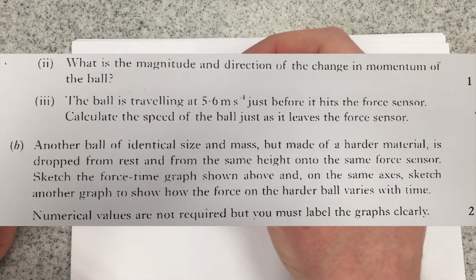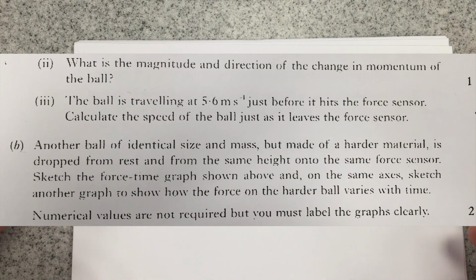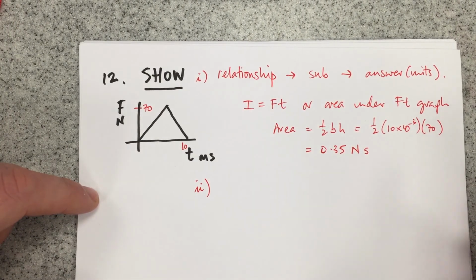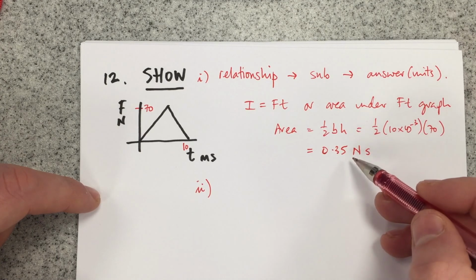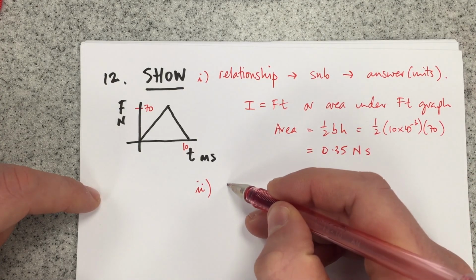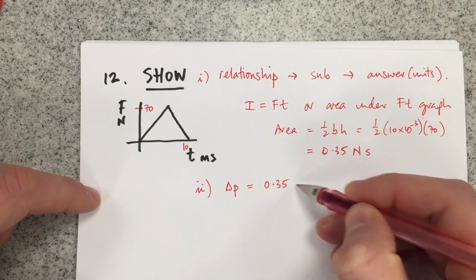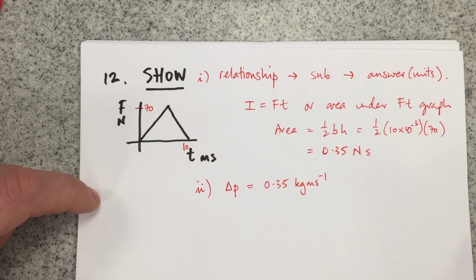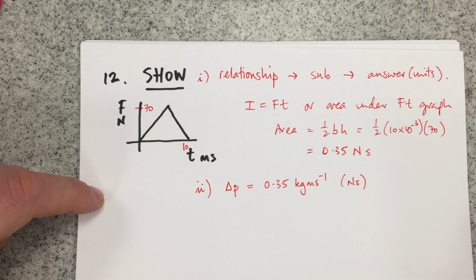Part two asked you what the magnitude and direction of the change in momentum of the ball is. This is tricky. The magnitude of the change in momentum of the ball is the same as the magnitude of the impulse. So the change in momentum, delta P, is equal to 0.35 kilogram meters per second as the unit of momentum. You wouldn't be penalised if you wrote Newton seconds.